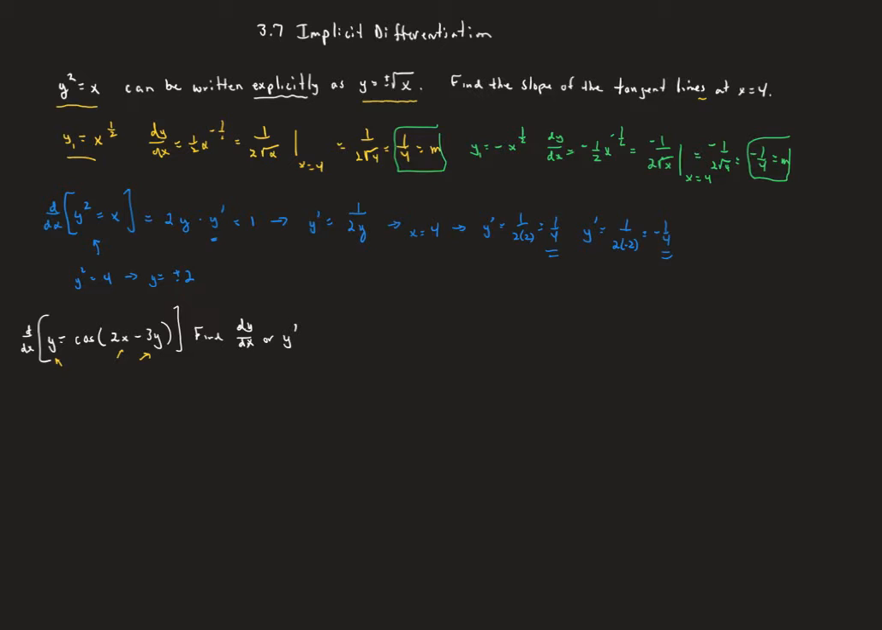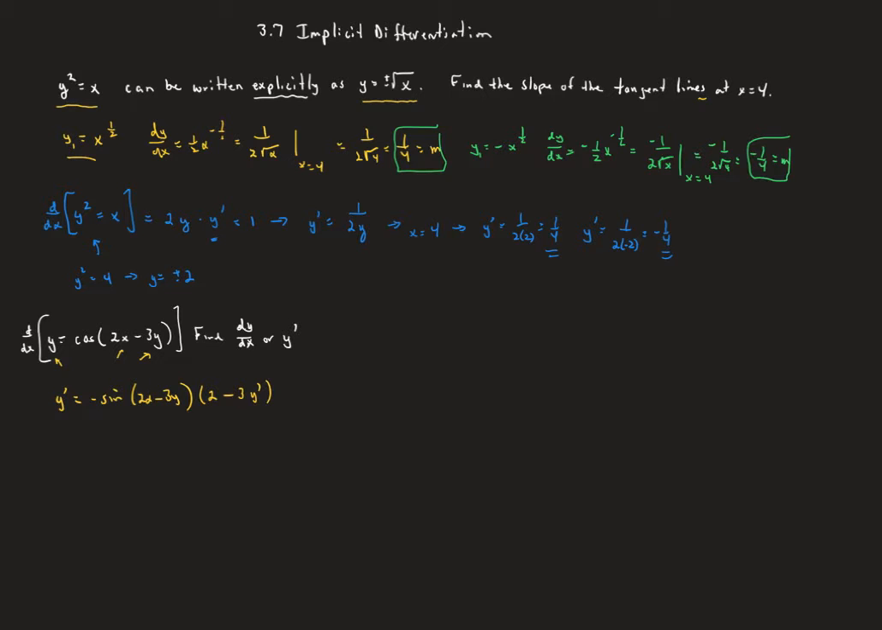So differentiating, the derivative of y, we're going to call y prime. The derivative of cosine, here's our chain rule, so it's going to be a negative sine. Leave that inside stuff alone for now. And then we're going to multiply that by the derivative of the inside function, which is going to be, the derivative of 2x is 2, and then we'll have a minus 3y prime.